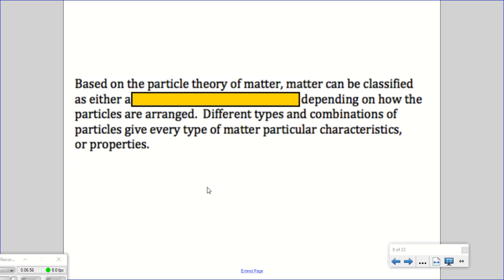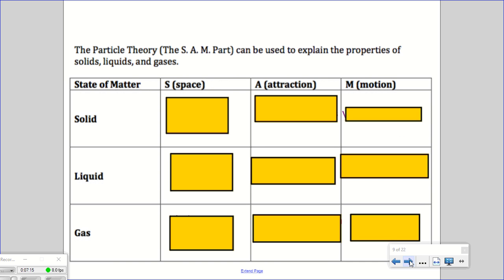Now, based on particle theory of matter, matter can be classified either as a pure substance or mixture, depending on how the particles are arranged. Different types and combinations of particles give every type of matter particular characteristics or properties. So in the particle theory, the SAM part, the spaces, attraction, and motion part, can actually be used to explain the properties of solids, liquids, and gases.